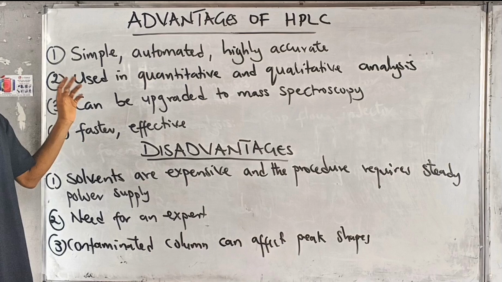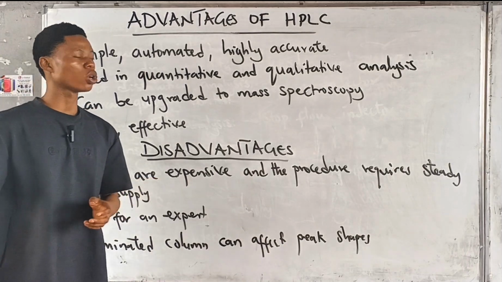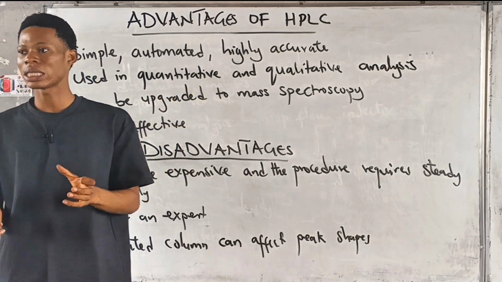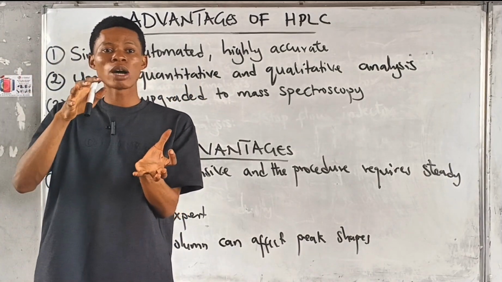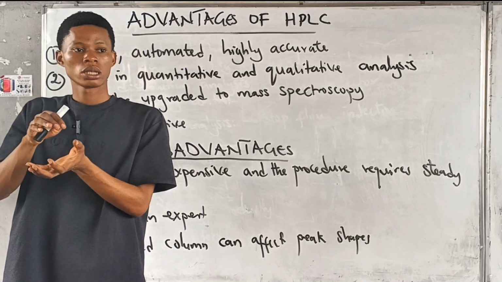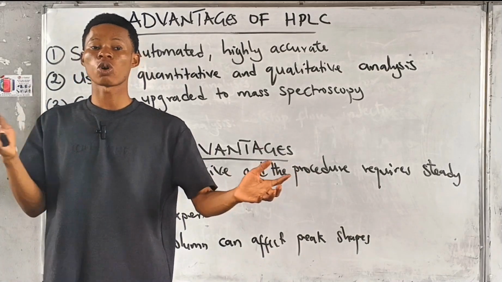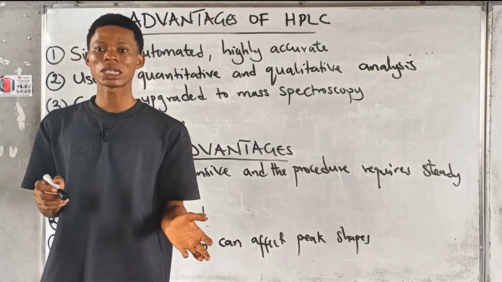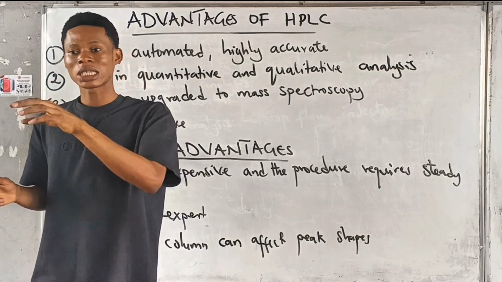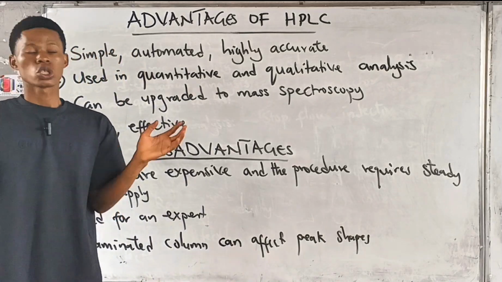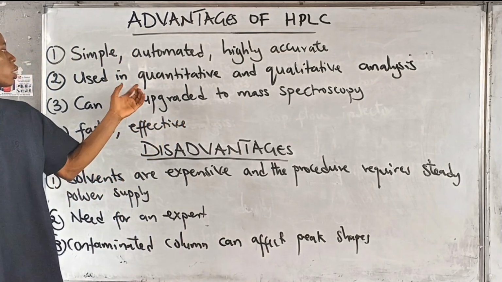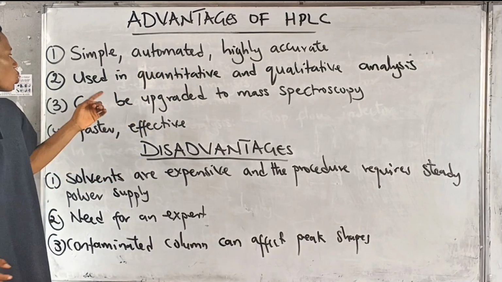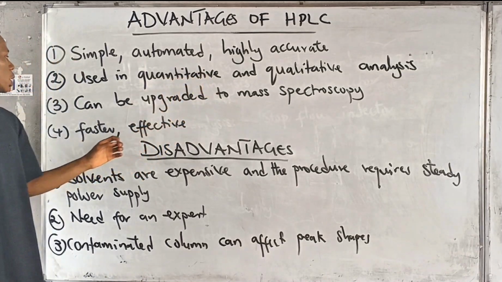Number two, it can be used in quantitative and qualitative analysis. Now, note that when we talk about quantitative analysis, we are looking at the amount of a particular substance present, right? But qualitative, we are looking at, is it present or absent? So qualitative, is it present or absent? Quantitative, in what amount is it if it is present? Do you understand that? So you can use HPLC to determine the presence or absence of a substance, and you can use it to determine the amount. So it's used in both qualitative and quantitative analysis.